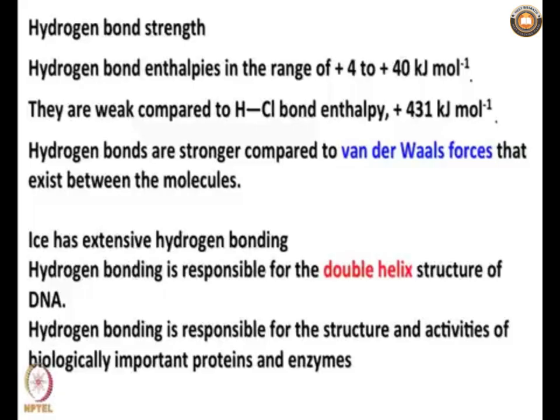So, hydrogen bond strength is very weak compared to HCl bond enthalpy. Of course, we cannot compare it with 431; that is very weak, and in case of HCl the bond enthalpy is about plus 431 kilojoules per mole. So, hydrogen bonds are stronger compared to van der Waals forces that exist between the molecules.